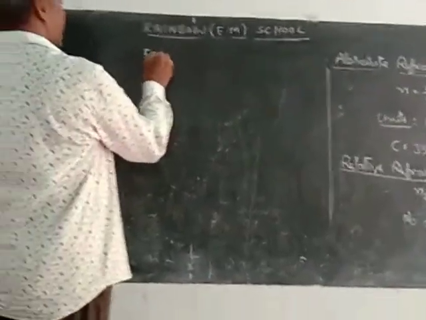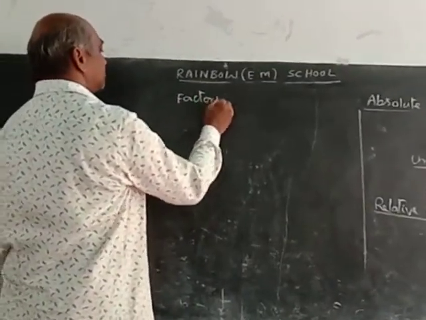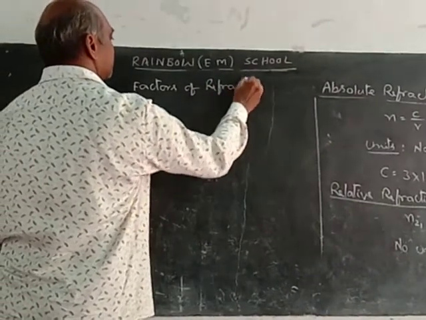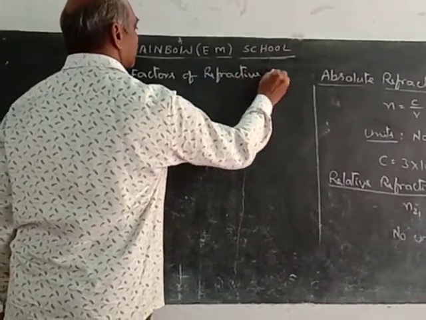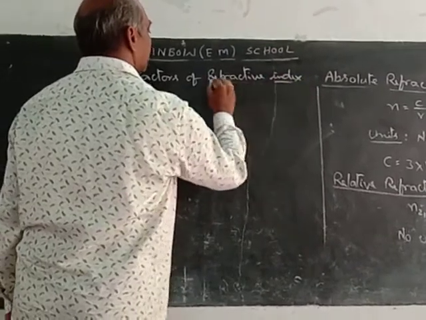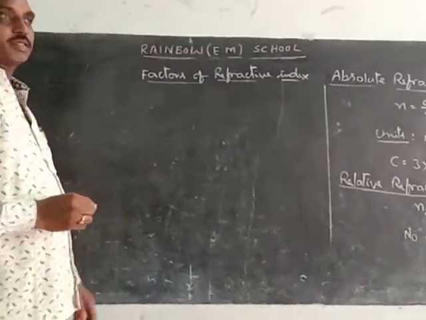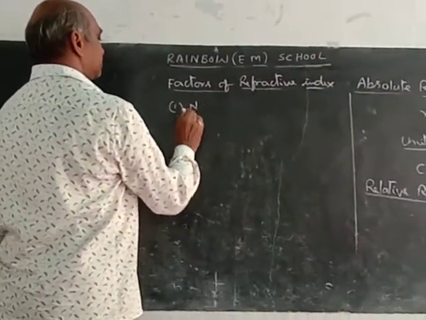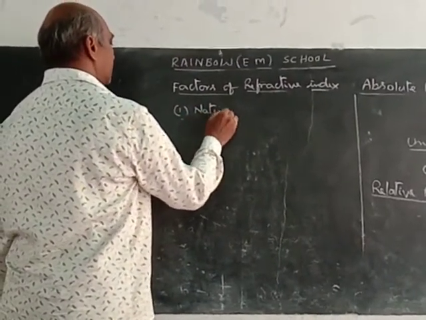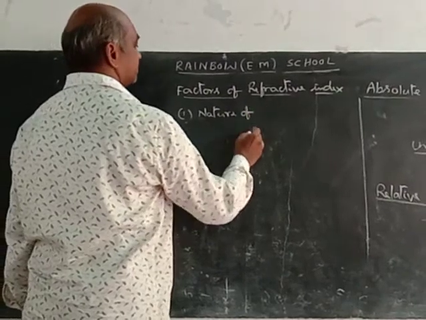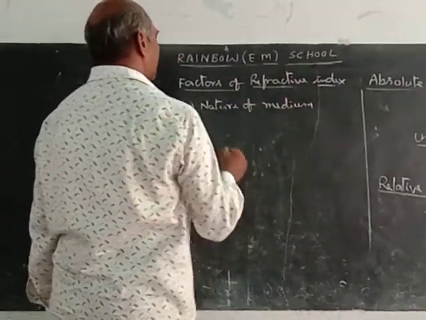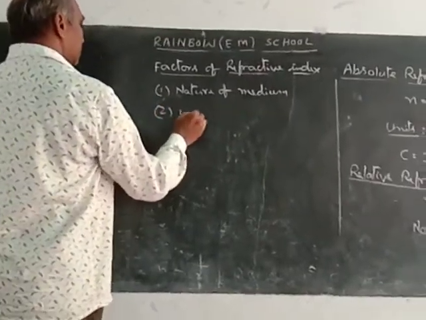Next one is factors of refractive index. What are the important factors that refractive index depends on? First one is nature of medium or material. Second one is wavelength of light.